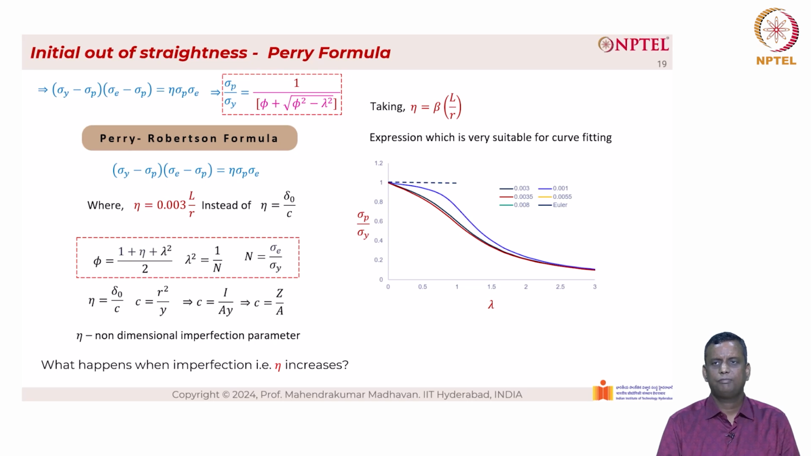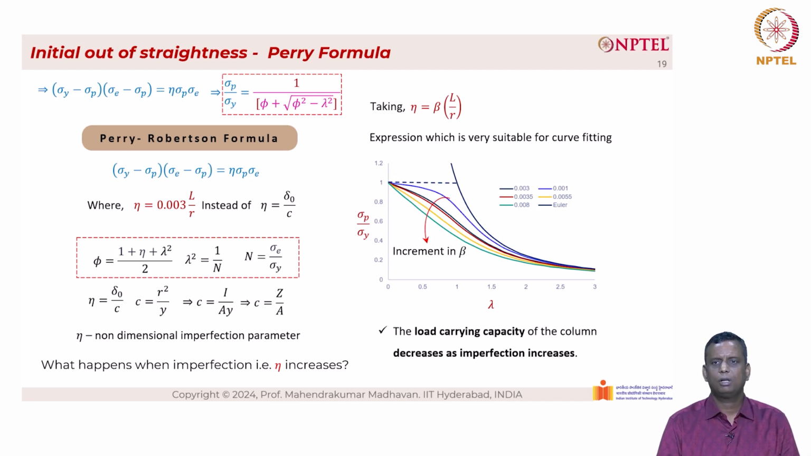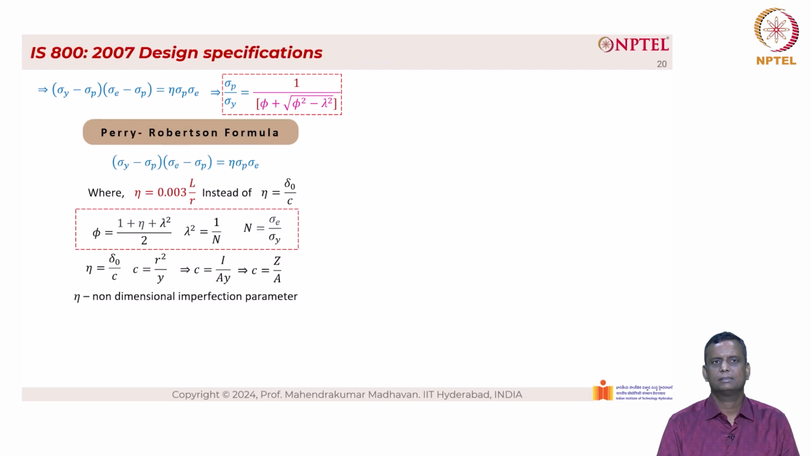bottom. And we further increase it to 0.0055, which is the yellow color curve. And we increase it further by putting a value of beta equal to 0.008. We have a dark green color curve. And the Euler curve, as usual, is shown here. What is most important to understand here is that when we increase the imperfection, which is a function of beta, we can see that the curve slowly changes from convex to concave, which means that lower imperfection leads to higher buckling capacity and higher imperfection leads to lower buckling capacity. So the load carrying capacity of a column decreases as imperfection increases.